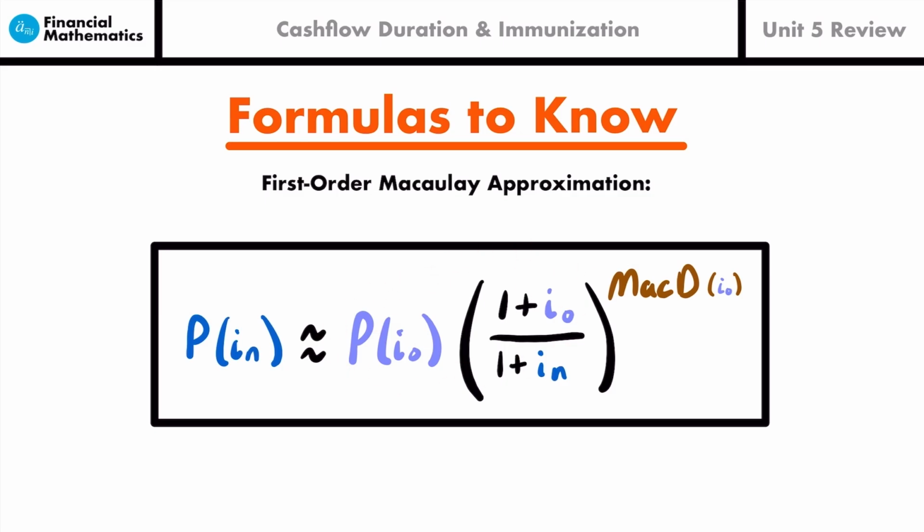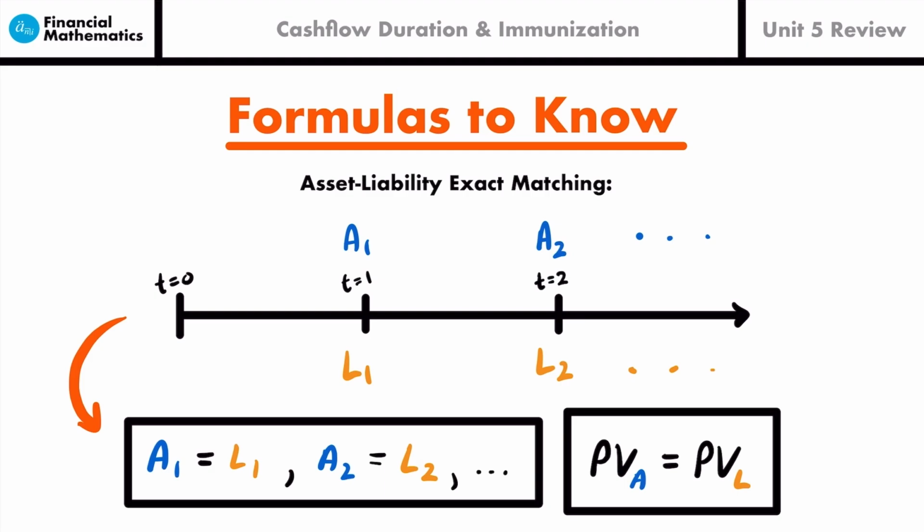Okay, now moving on. On more of a simpler note, let's take a quick look at asset liability exact matching. When you use this method of managing assets and liabilities, essentially what you are doing is matching every single liability that you need to pay off in the future with an asset of the same amount. So at time 1, time 2, and however many times there are, if you are exactly matching them, the asset at time 1 should be equal to the liability at time 1, the asset at time 2 should be equal to the liability at time 2, and so on.